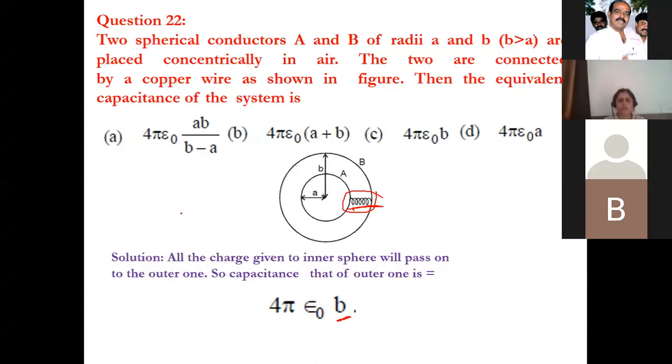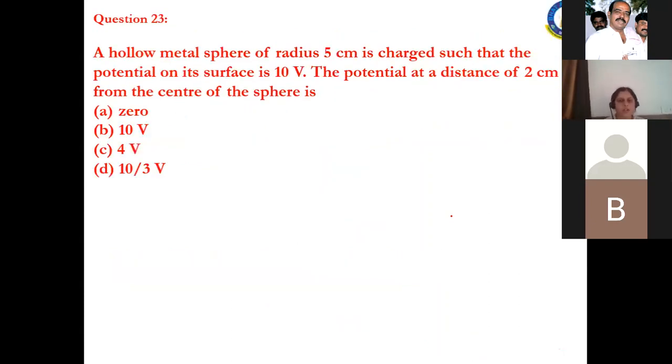So here you should not tick this option thinking it is a spherical capacitor. Here there is a connection between the two spheres, therefore it is like a completely charged sphere. So this is option C. So note down the answer. Yeah, so I'll move on to the next question.